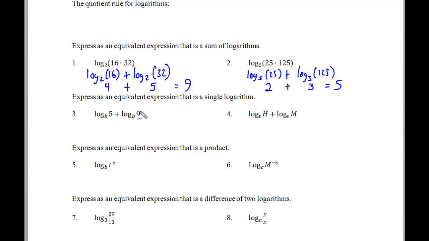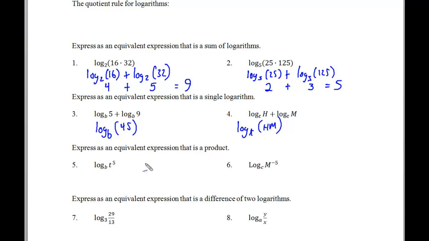Now what we're going to do is combine these together. So in problems 1 and 2 we were breaking them apart. In problems 3 and 4 we're going to put them together into a single logarithm. So this is going to be log base b of 5 times 9, which is 45. And here we have log base t of h and m, which is like that.